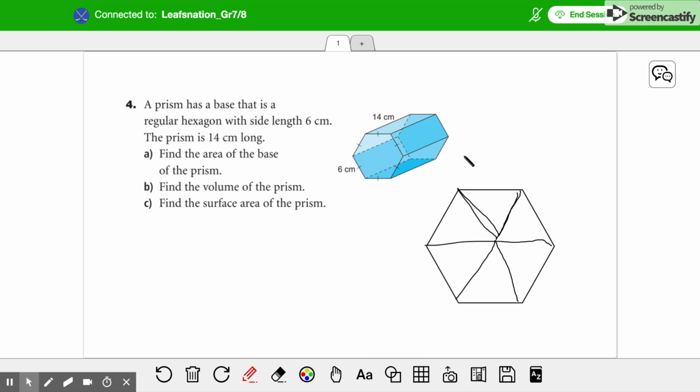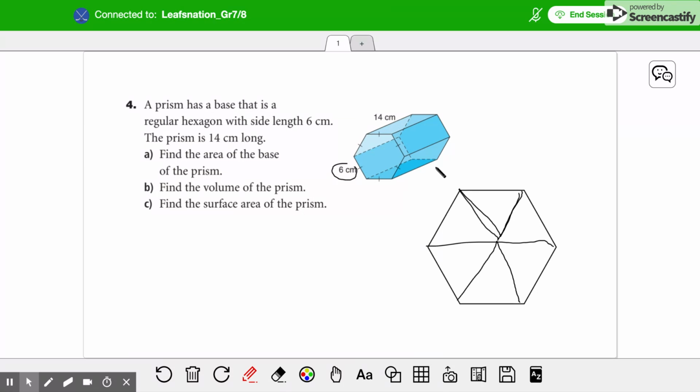What I'm having trouble with is the 6. I don't know if it's 6 centimeters or 14 centimeters. So the 14 is a number we have to use to find the volume. The 14 is referring to the depth or the length or the height of the actual prism here. So this red line there, that's the 14 line.